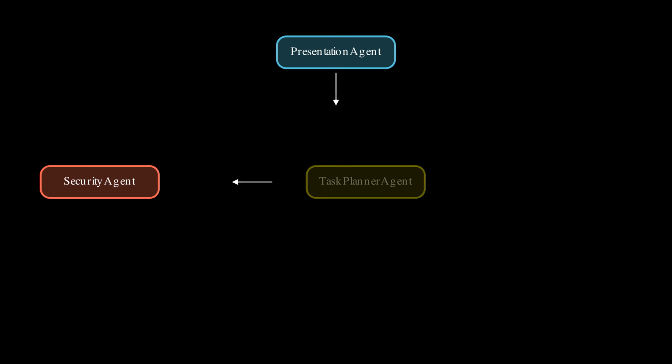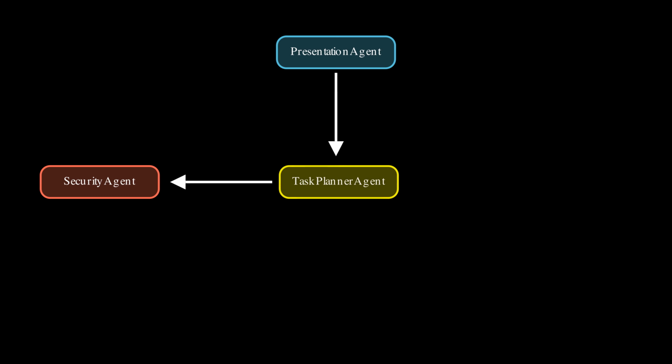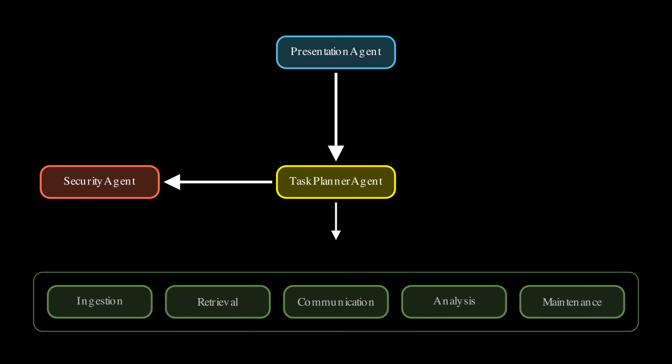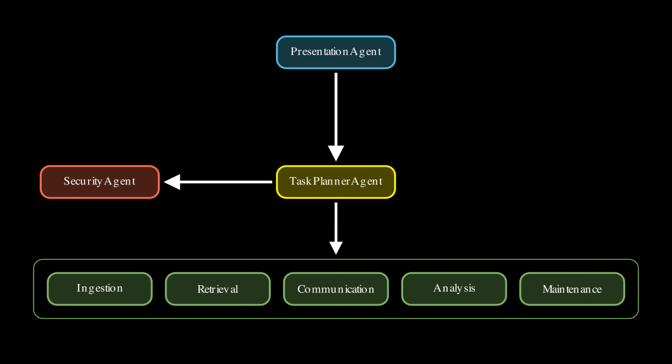At the top, the presentation agent handles all user interaction. The request is first passed to a security agent to check for prompt injection or PII. It's then forwarded to the task planner agent. This is the brain that breaks the task down and routes it to the correct execution agents, which are grouped by their function. Finally, all agents are connected to a shared memory database, allowing them to share state and context.